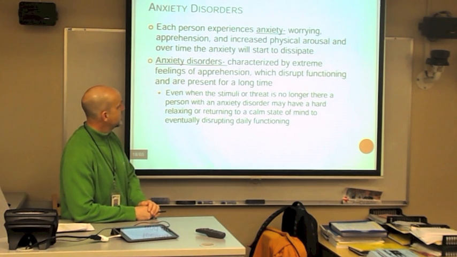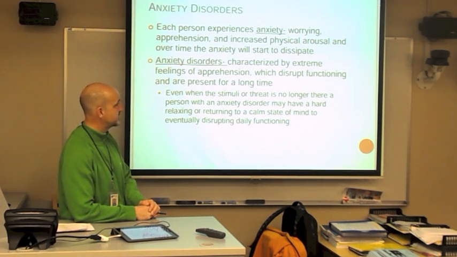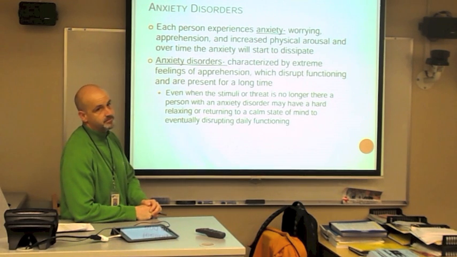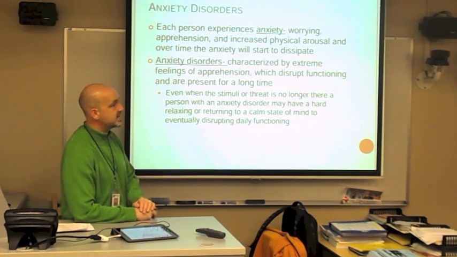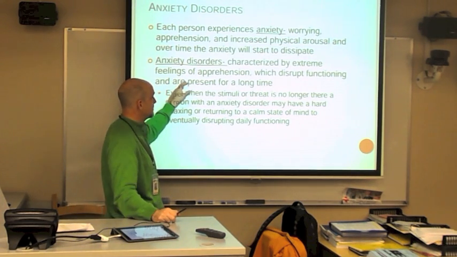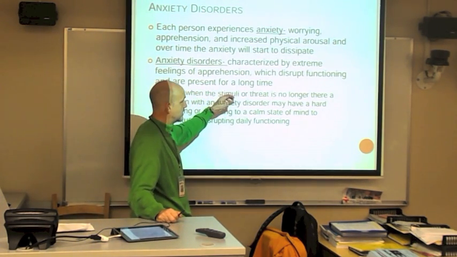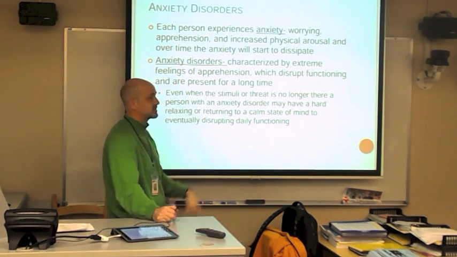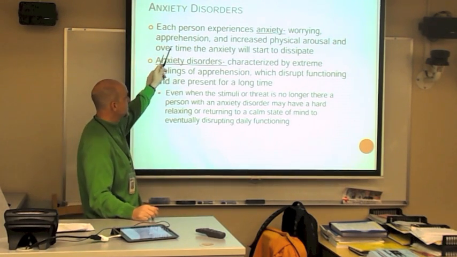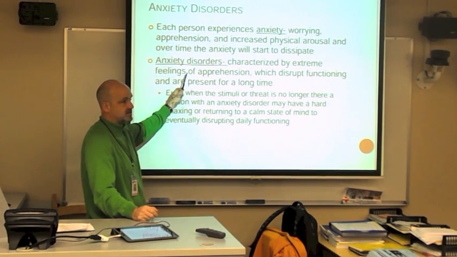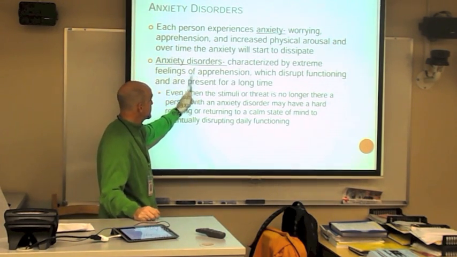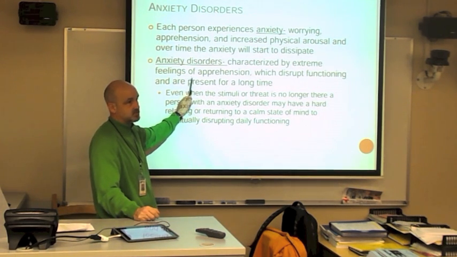Now, on the next page, this chapter is broken down into types of disorders. Anxiety disorders. Anxiety is basically what you think it is. It's apprehension, it's worrying, it's increased physical arousal, and over time, anxiety basically starts to dissipate. However, an anxiety disorder is characterized by extreme feelings of apprehension, which is worrying, which disrupt functioning and are present for a long time. The difference between everyday anxiety and an anxiety disorder is often this: it's persistent and it's often unexplainable.